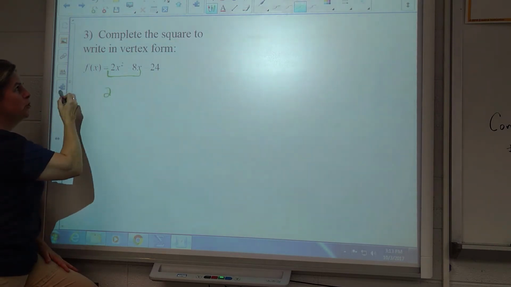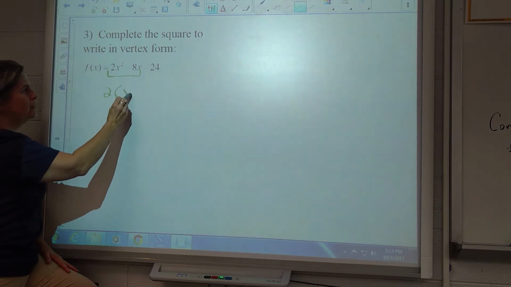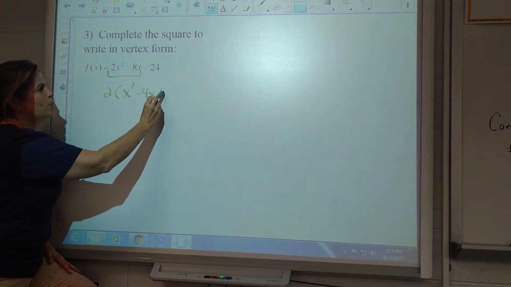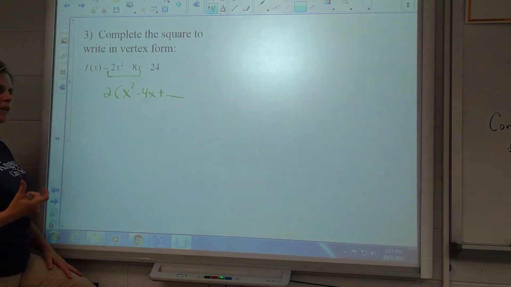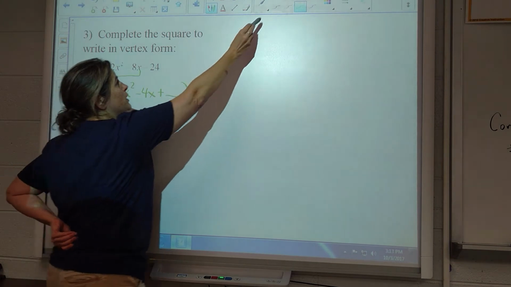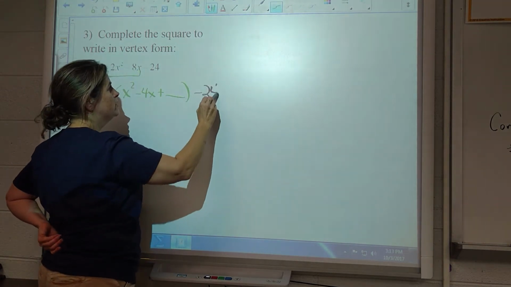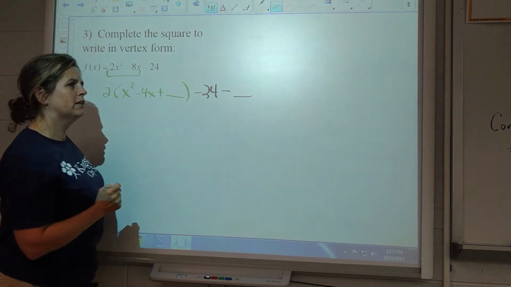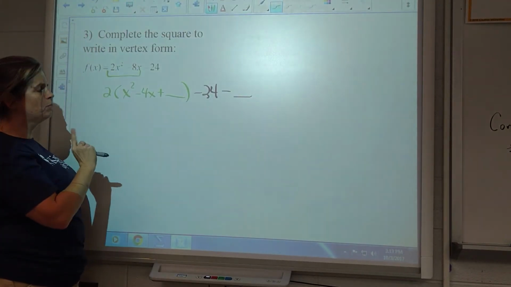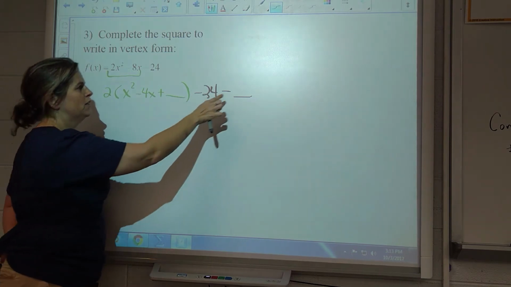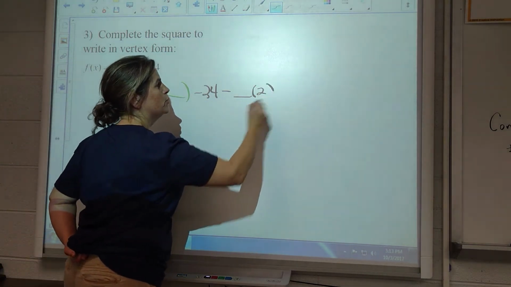So we'll pull the 2, factor that 2 out, leaves us x squared minus 4x. We're going to go ahead and put a blank so that we can complete the perfect square trinomial. Then we'll bring our minus 24 down, and since we added, we will subtract that blank. And here's the piece you've got to watch out for. Notice that blank is being multiplied by 2. So our blank here has to also multiply by 2.